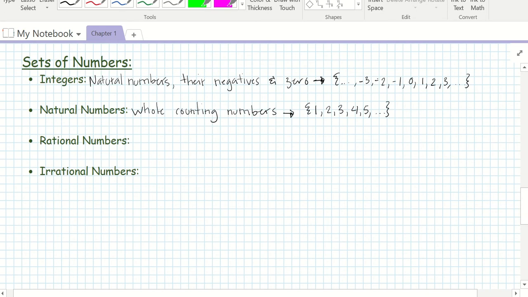The same thing with integers. Integers, notice how it just has zero and then it has negatives. Natural numbers don't have negatives. Okay, so these have no negatives. Again, because when we count, we don't use negatives, right? We only use positives, so no negatives in natural numbers.